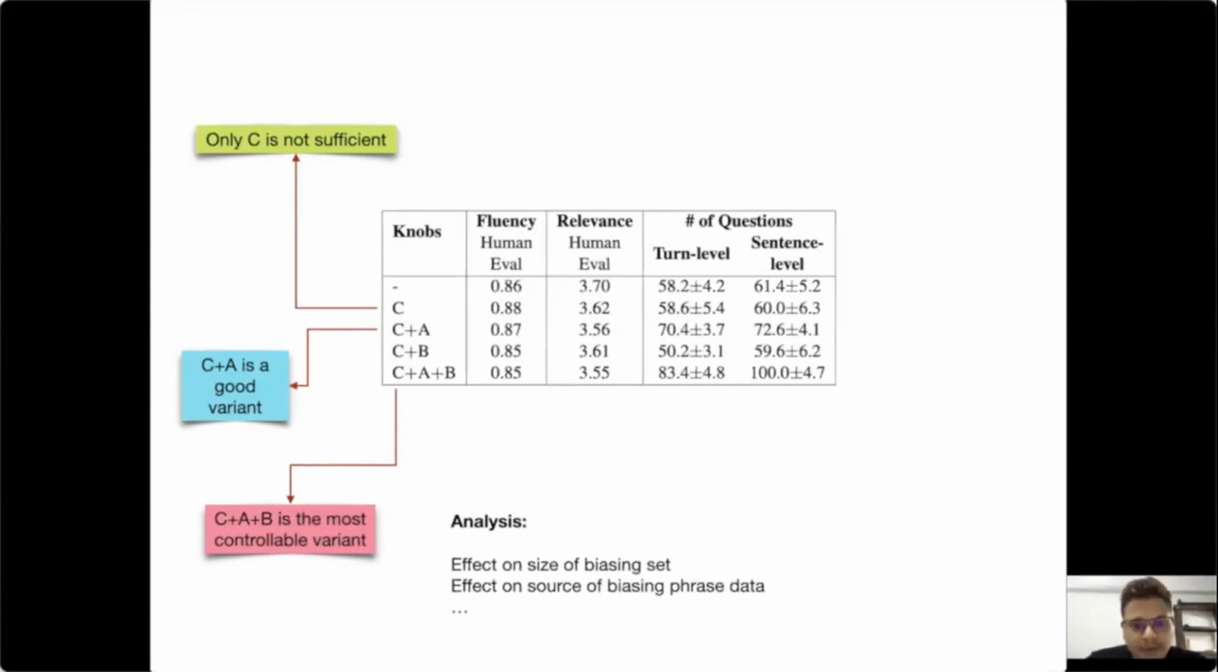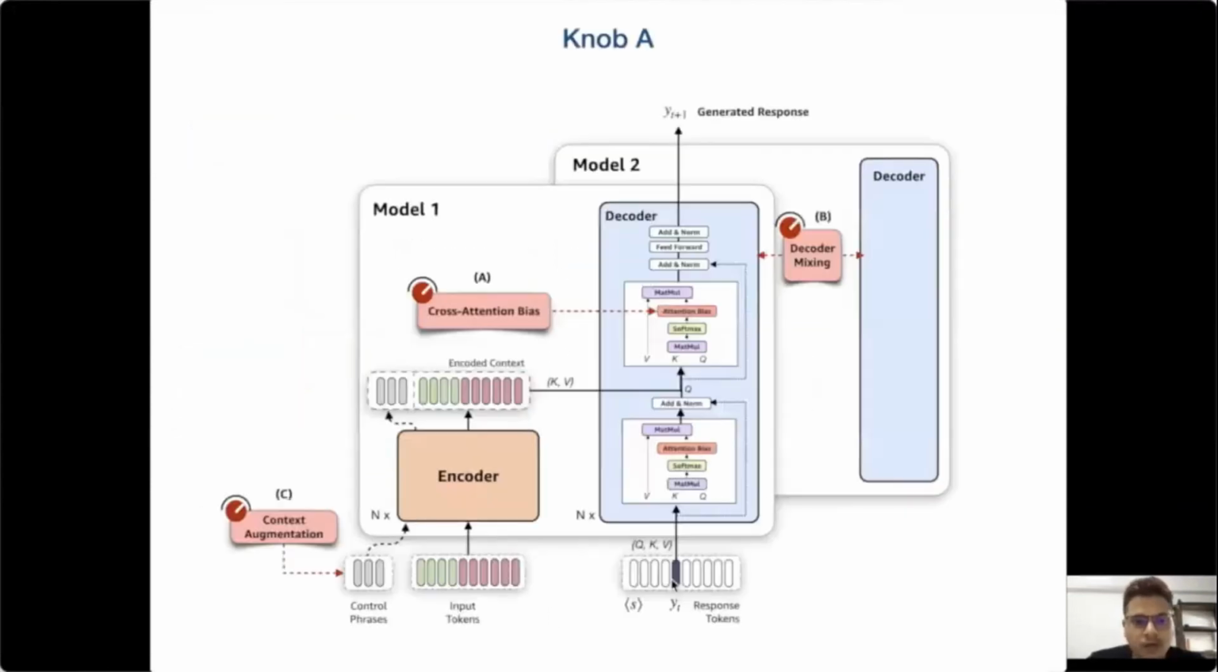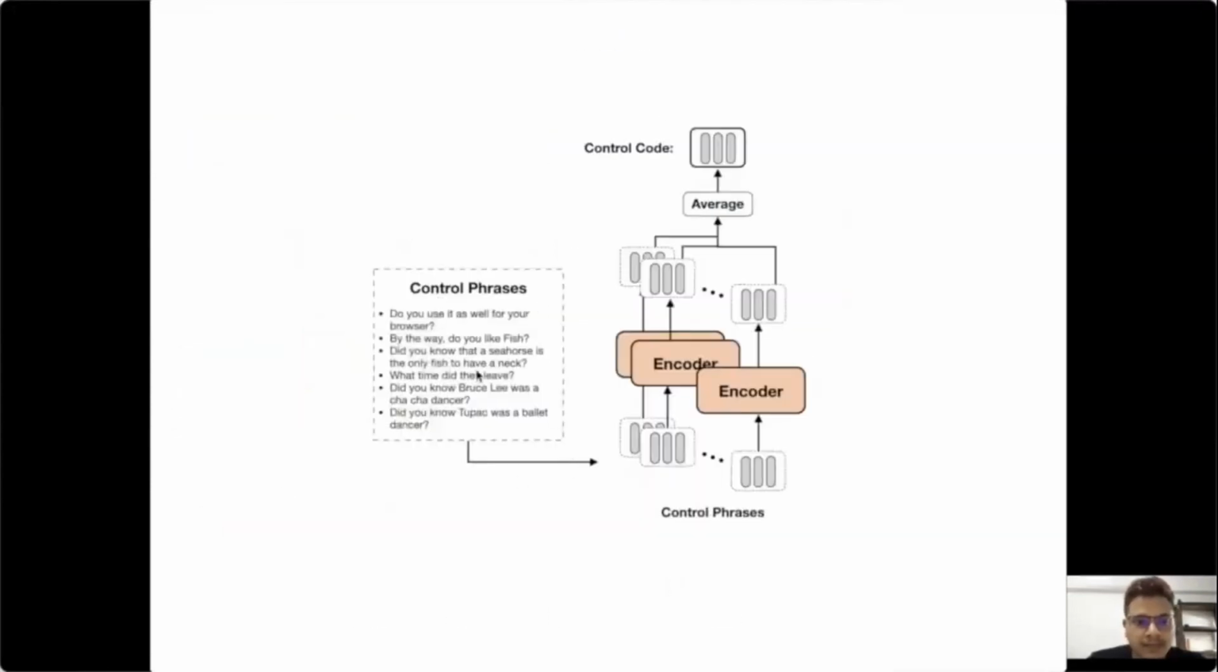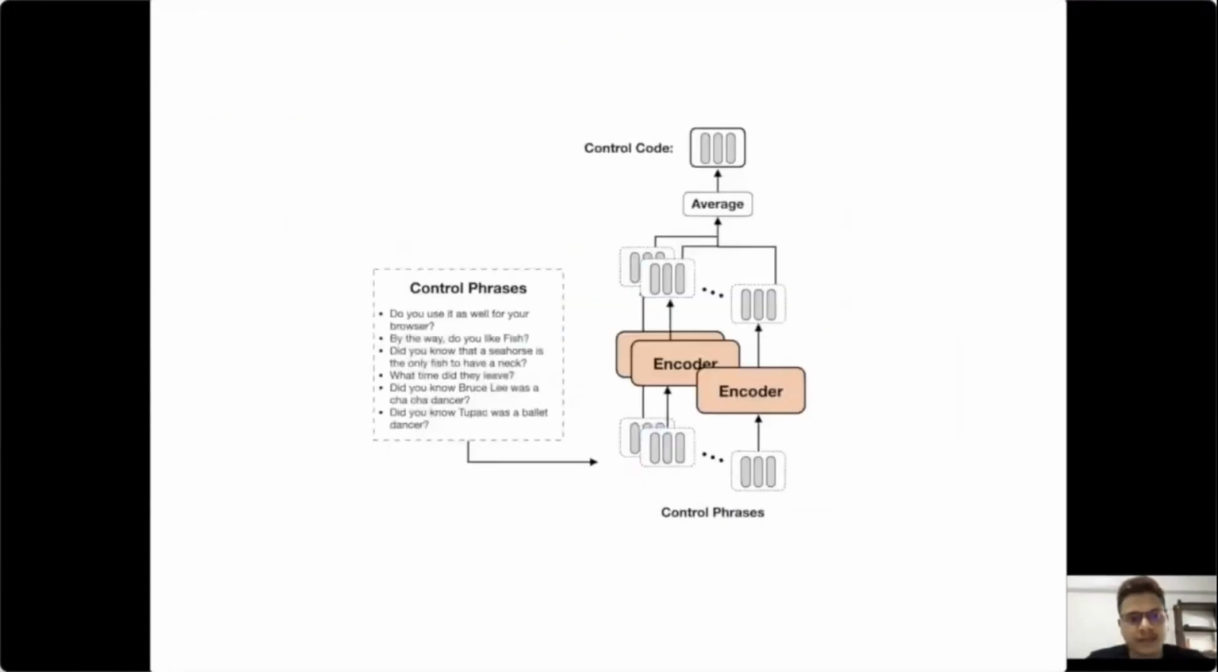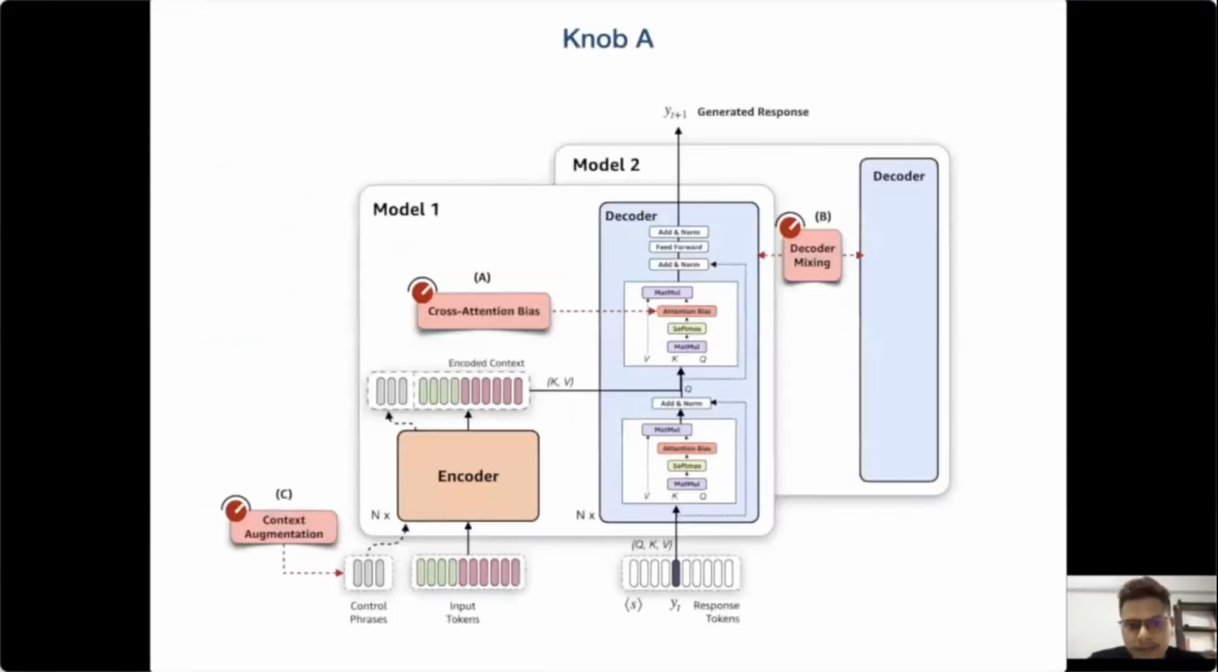Again, in the paper, we have some further analysis on the effective size of the biasing set. So how big should this biasing set be? And also the source of the control phrases. So for this particular example, we sourced it from the in-domain data set, but we also show experiments where we source questions from out-of-domain data sets, and it still works.